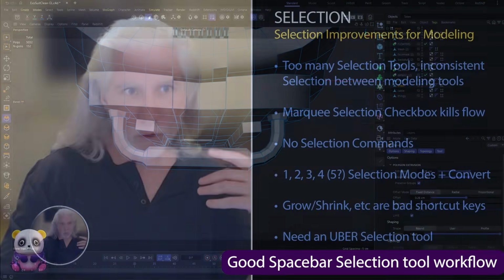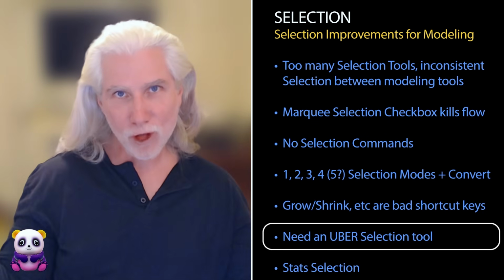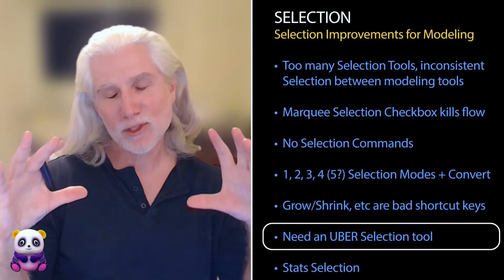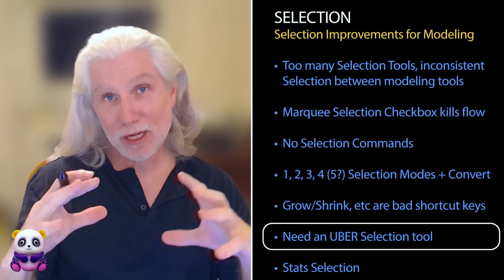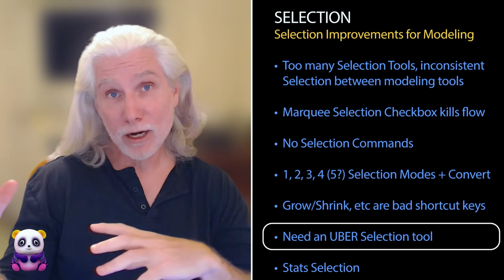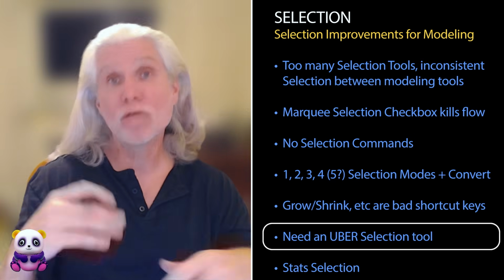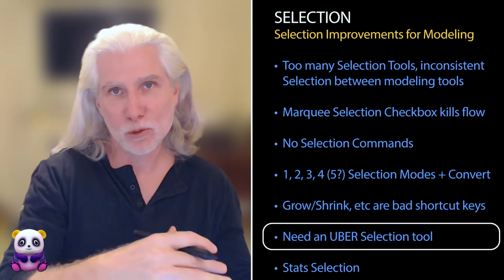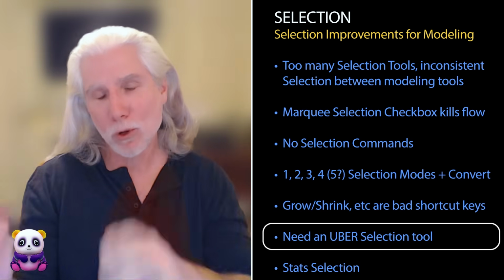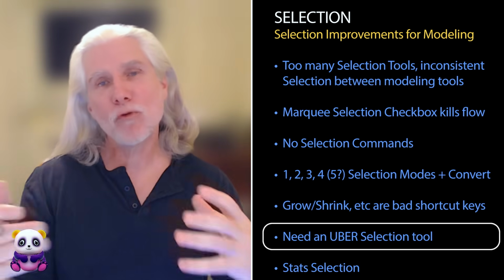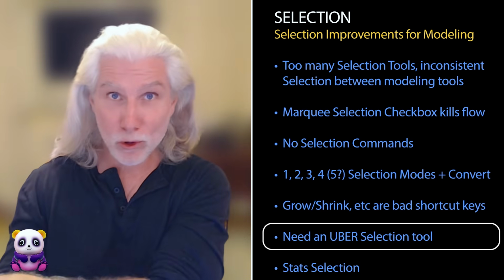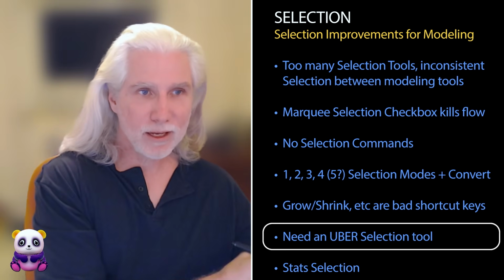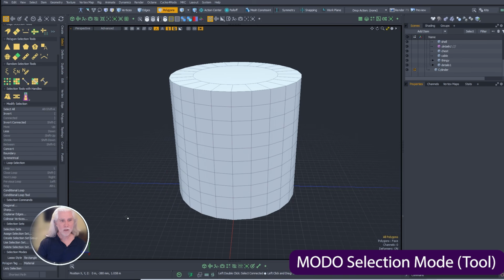And I think we can leverage that if we can consolidate all of these selection tools and selection modifiers into one cohesive sort of uber selection tool that we can then get back to with this spacebar shortcut. So let's look at how Modo does selection, and let's see if we could bring that Modo selection mode into Cinema4D as a selection tool.